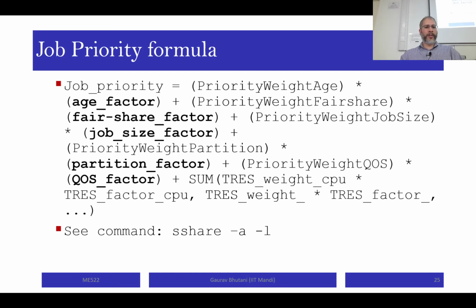So there's a formula here of job priority that will include that fair share factor. Okay. So there are many factors. If the job has been sitting for a long time, its priority increases. If the job size is very large, its priority might decrease. So smaller jobs will run very quickly. There is a partition factor. Some partitions have more priority than the others, and so on.